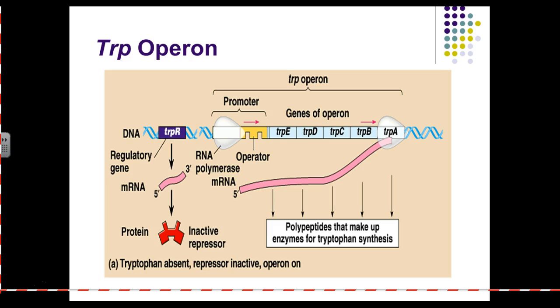But remember we said if there's already plenty of it in the environment, the bacteria needs to have a way to turn off production of this protein. We don't want to waste energy and time making something that's already in the environment. So let's look at how the tryptophan operon can shut down or turn off or be repressed.